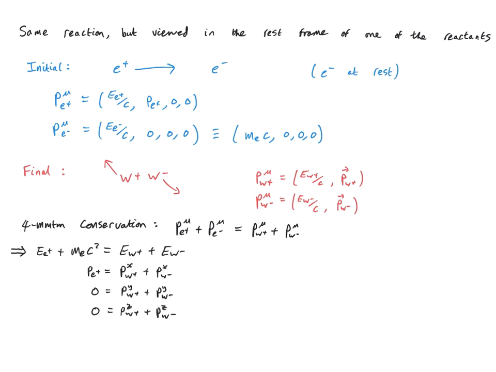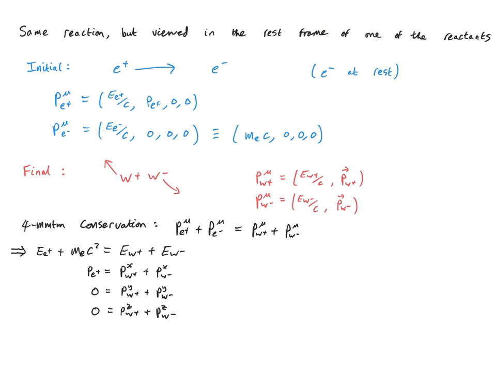Comparing element by element, we obtain the following. We learn that me, the rest mass of the electron, times c squared, plus the initial energy of the positron, is equal to the sum of the energies of the products. We have something a bit different from the centre of momentum frame here, because there is a finite momentum of the reactants in the x direction. So this is actually different from the head-on collision case.